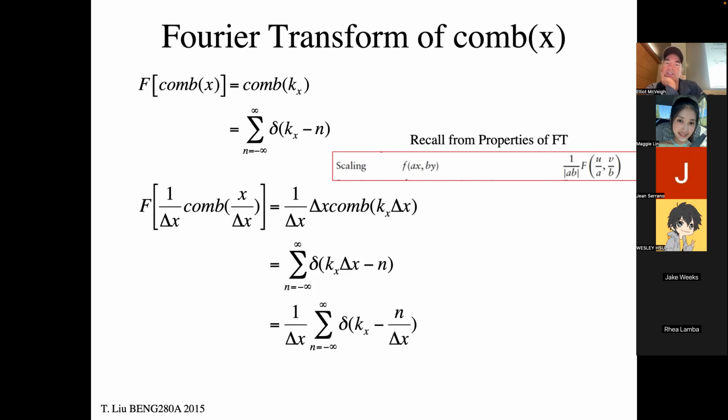Exactly. That's exactly what it is. So it's in cycles per centimeter, cycles per millimeter.